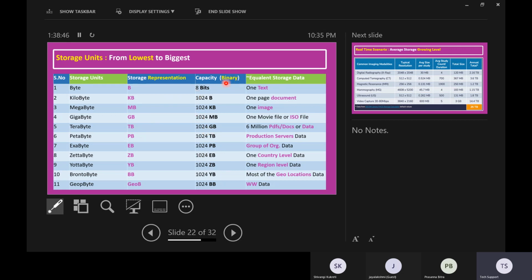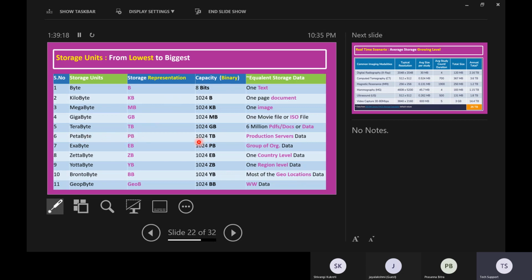This 1024 is completely in binary notation. Suppose it is in decimal notation, it means 1000 GB. Either you can use decimal notation or binary notation, anything we can use. And 1 terabyte is equivalent to 6 million PDF documents, or any production application related data. Even if you take a database backup, sometimes if you have huge data, it's equivalent to 1 TB. And after the TB, the next storage unit is the petabyte.